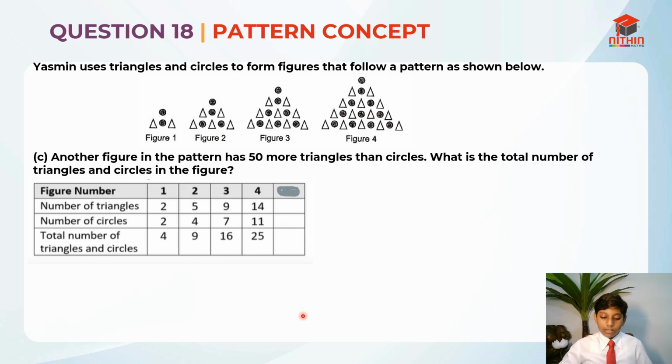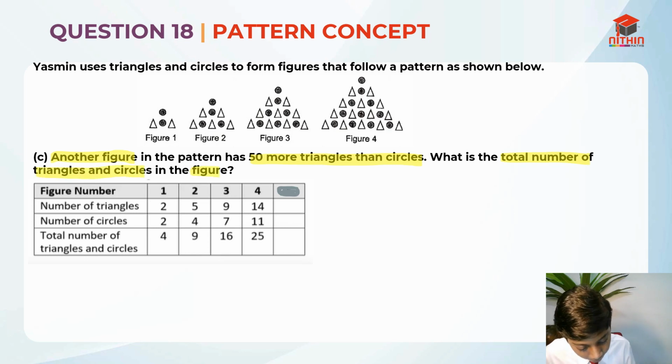Part C. So this is part C. Let's read the question. Another figure in the pattern has 50 more triangles than circles. What is the total number of triangles and circles in the figure? Okay, so now that we read it, let's highlight the key information. So there's another figure, okay? It has 50 more triangles than circles. What is the total number of triangles and circles in the figure?